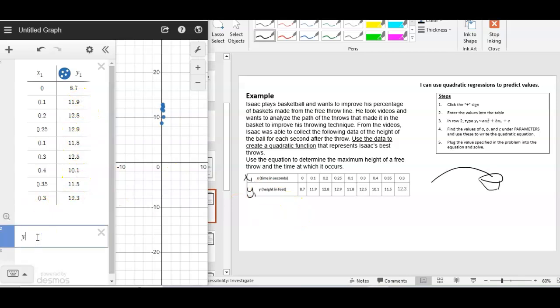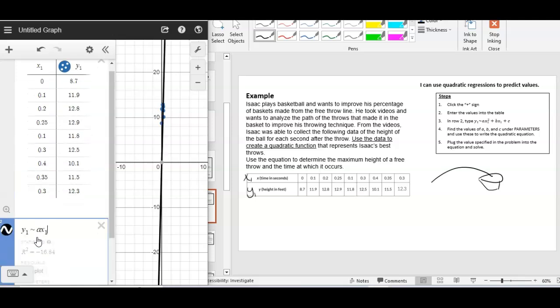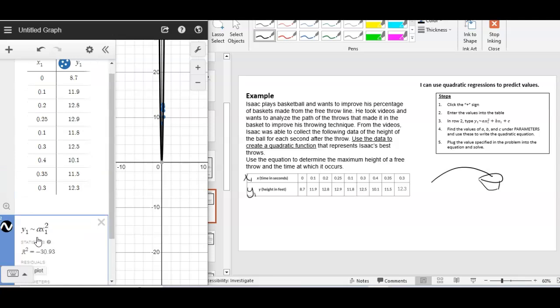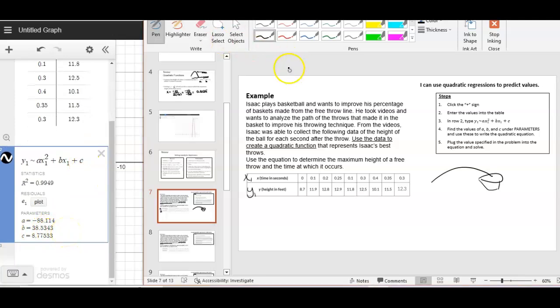So I'm going to go ahead and tell Desmos to figure out a quadratic regression. So I say Y1 is approximately AX1 squared, and then plus bx1, and then plus c. Okay, so down here in parameters, it's going to give me the values of a, b, and c. I need to write my equation. So let's go ahead and do that. So we have y equals negative 88.114x squared plus 38.53x, and then our c value is plus 8.775. Okay, so that's how you do it with Desmos.